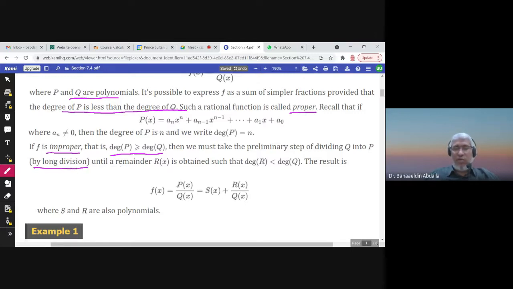If the rational function is improper, if the degree of the numerator is greater than or equal to the degree of the denominator, first thing to do to find the integral of this rational function is to use long division. And you write it like this. You write p of x over q of x as s of x, which is the quotient, plus the remainder r of x over q of x.